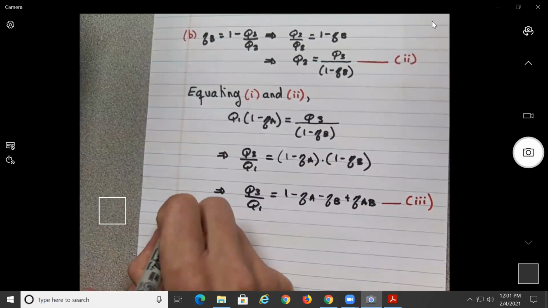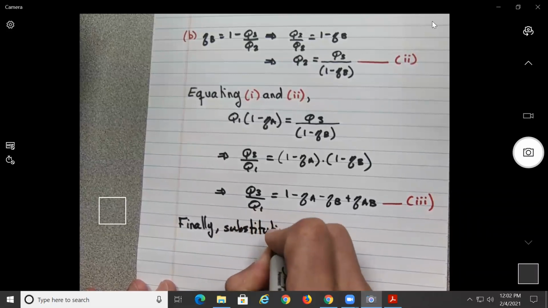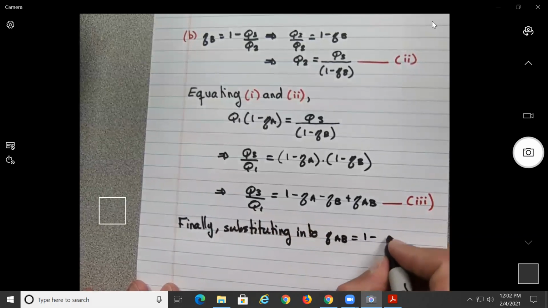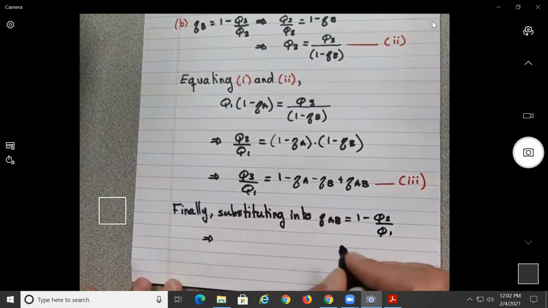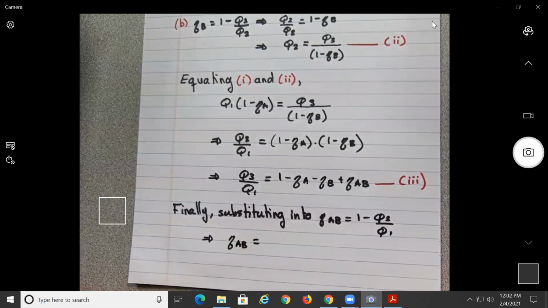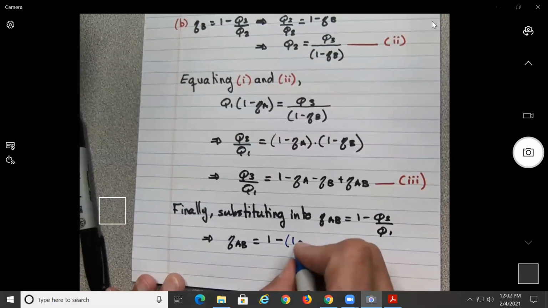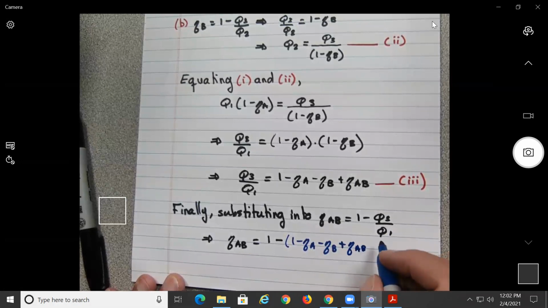So finally, substituting into C, which is 1 minus Q sub 3 over Q sub 1, you get that the total efficiency will be equal to what? 1 minus efficiency of A minus efficiency of B plus efficiency of A times the efficiency of B, minus the 1.